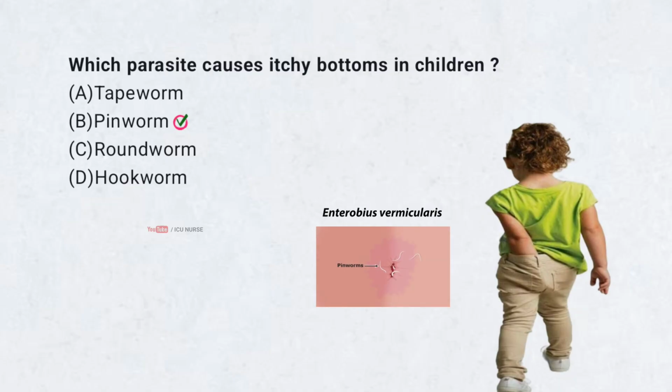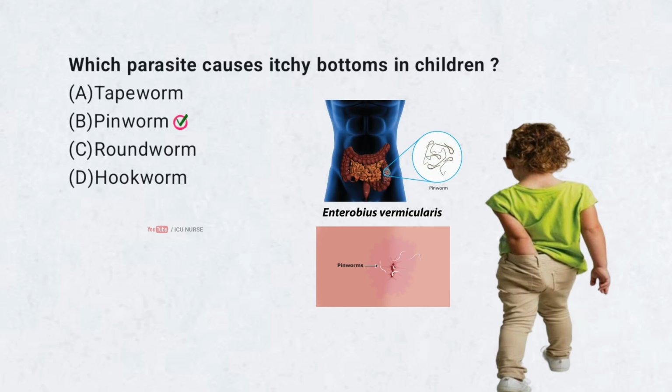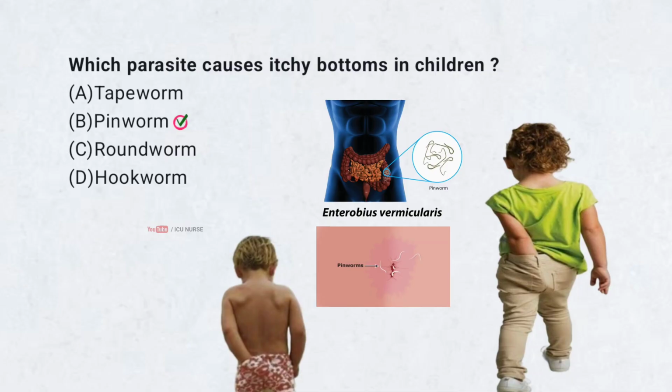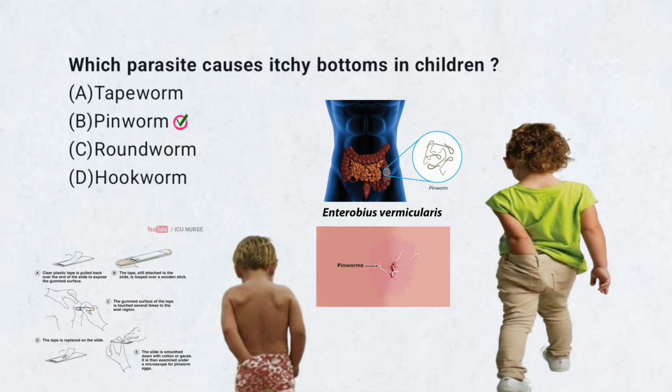Pinworms are also called Enterobius vermicularis. They are tiny white worms that infect the intestines. At night, female pinworms migrate to the anal area to lay eggs, causing intense itching. Children often scratch the area, transferring eggs to hands and surfaces, which spreads the infection. Diagnosis is confirmed by the Scotch tape test, that is, collecting eggs from the anal skin.